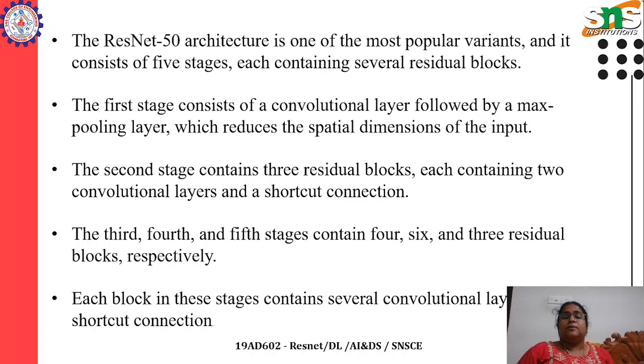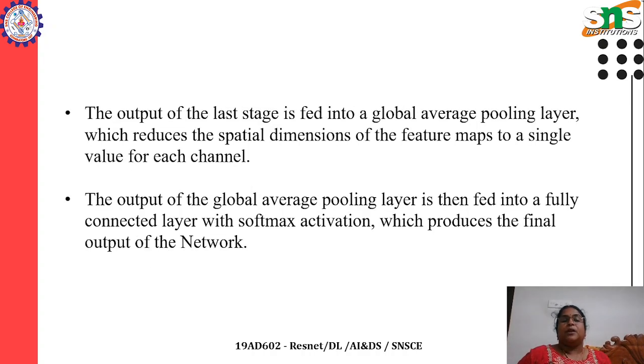The first stage has a convolution layer followed by max pooling. The main functionality of pooling is that it reduces the spatial dimension of the input, and it retains the features as they are while the dimensions of the input are reduced. The second stage has 3 residual blocks, each containing 2 convolution layers and a shortcut connection. The third, fourth, and fifth stages contain 4, 6, and 3 residual blocks respectively. Each block in these stages contains several convolution layers and a shortcut connection.